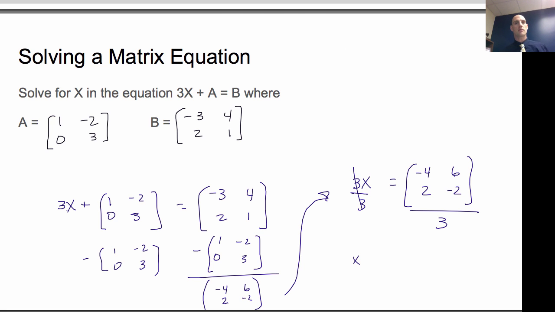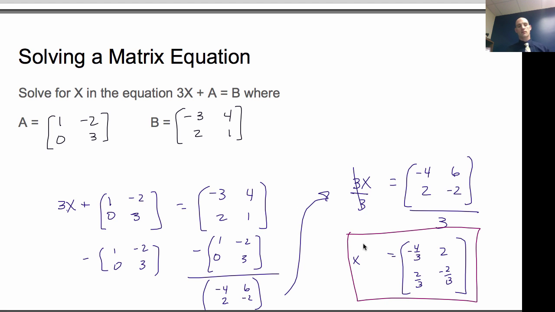And so if I divide each element by 3, don't overcomplicate this. Because now it's negative 4 divided by 3. Done. 6 divided by 3. Done. 2 divided by 3. Done. And negative 2 divided by 3. Boom. There's my answer. I'm boxing that baby. Okay? Solve it in steps. Isolate your x using whatever means you need to, either adding, subtracting, then multiplying or dividing. And then from there, you're just finding your answer.